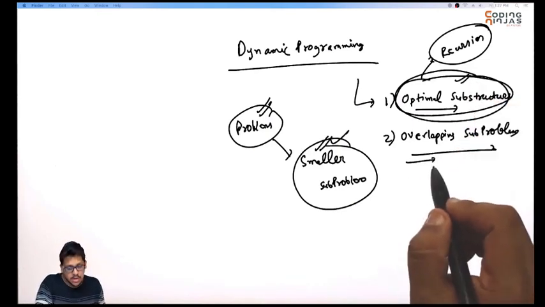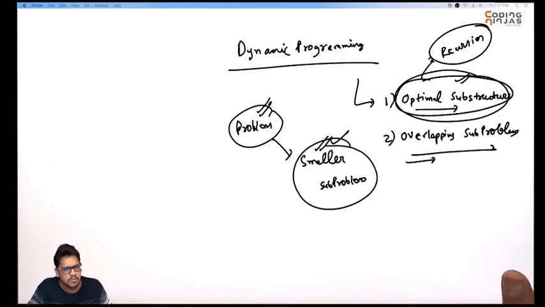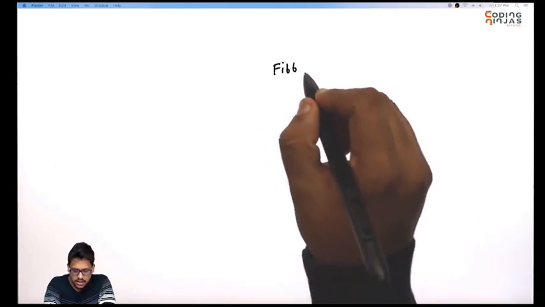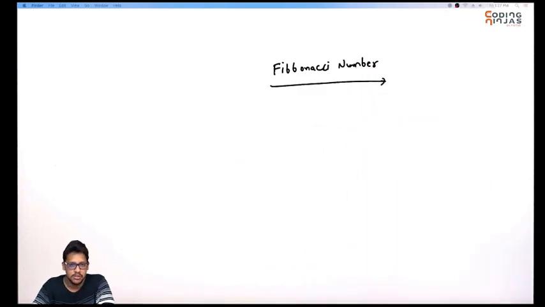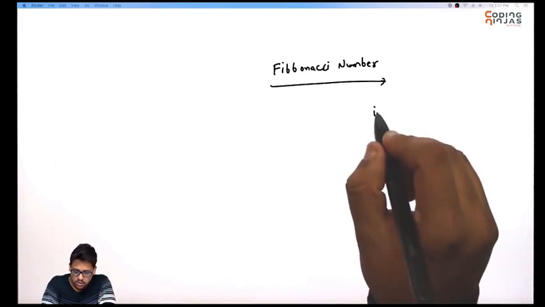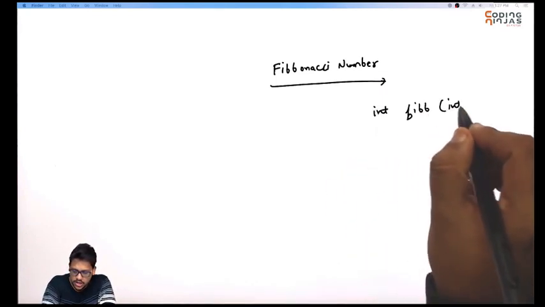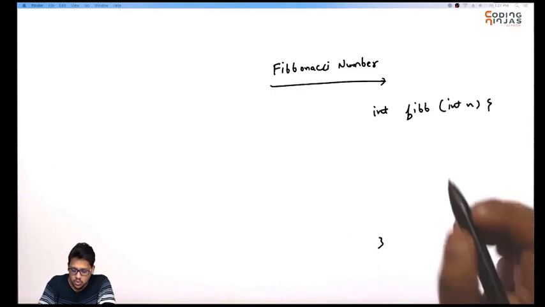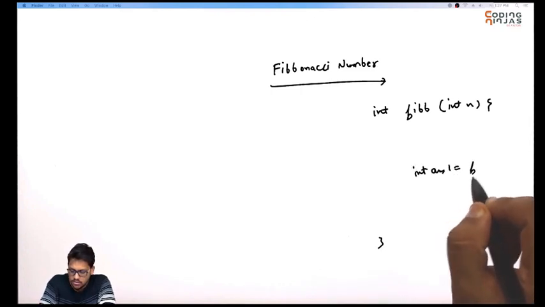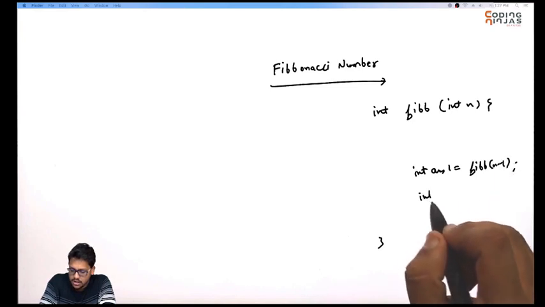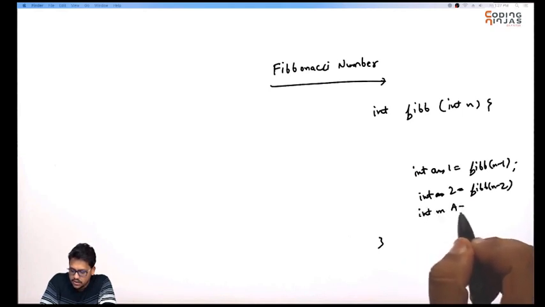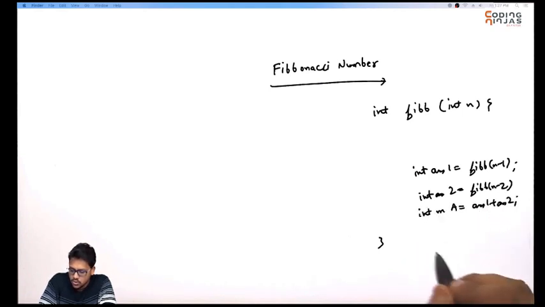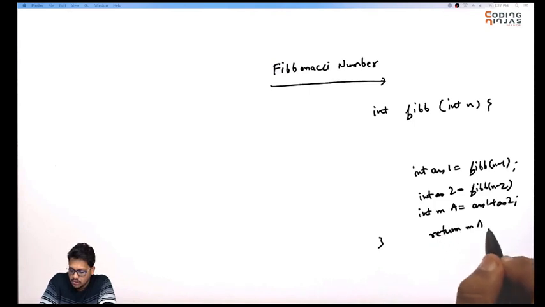Okay, for understanding overlapping subproblems, let me consider an example of one of the most common problems, and we have already done that in recursion. That is calculating the nth Fibonacci number, right? Its code looks something like this. You have to calculate the nth Fibonacci number, and you say: give me the answer of Fibonacci of n minus 1 and give me the answer of Fibonacci of n minus 2. Then my answer will be answer 1 plus answer 2, and you return my answer.